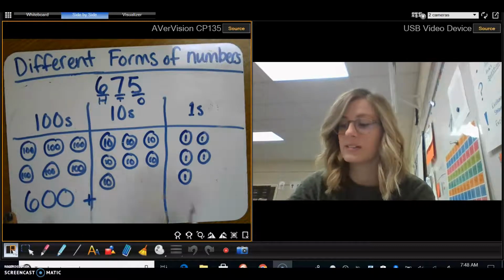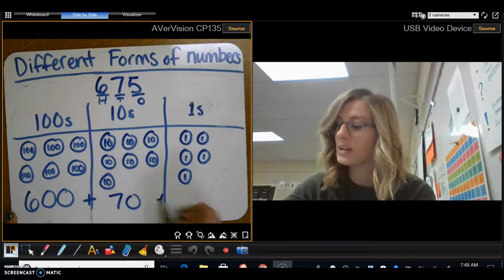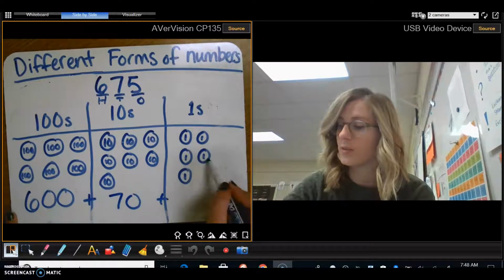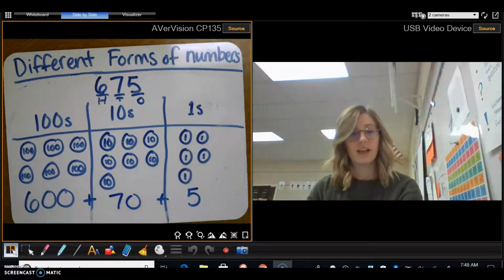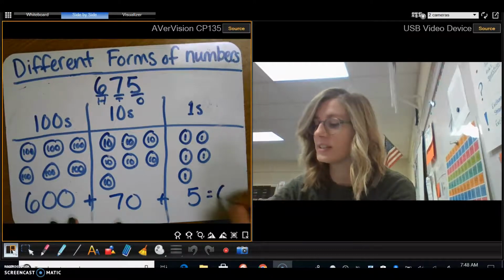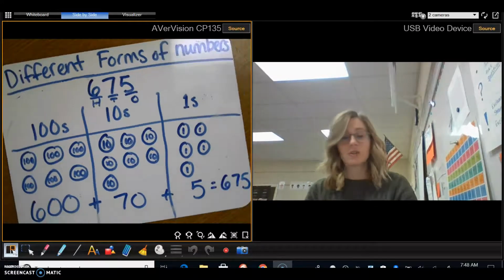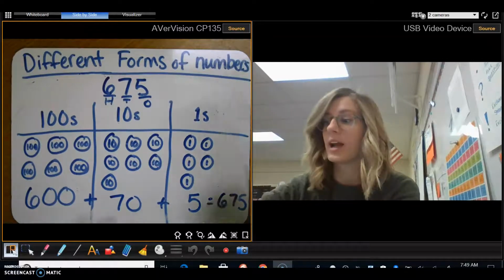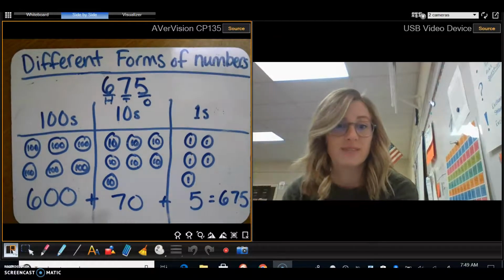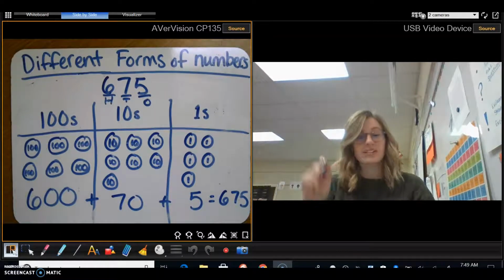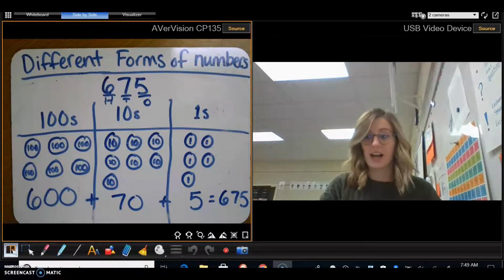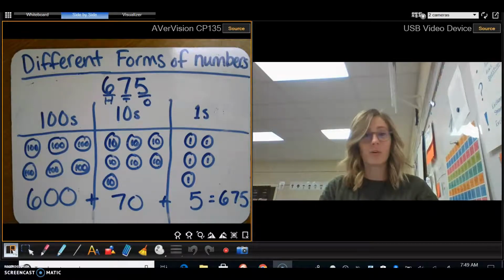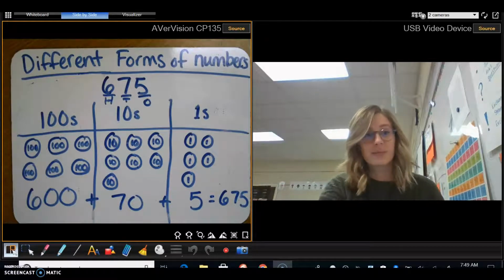I'm going to write plus 10, 20, 30, 40, 50, 60, 70, plus 1, 2, 3, 4, 5. And that gives me my final number of 675. So using our place value disc is a lot easier than if I were to write 600 little dash marks, right? If I were to write 600 little marks, that would take a long time. So this is a lot quicker of a way to figure out our answer.